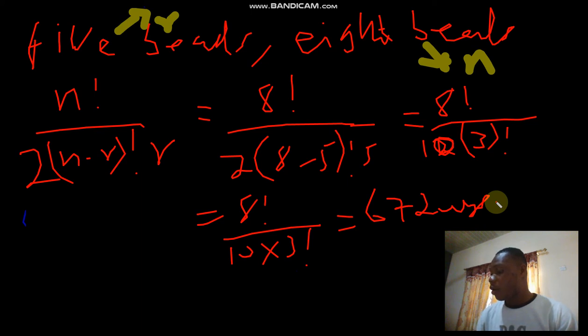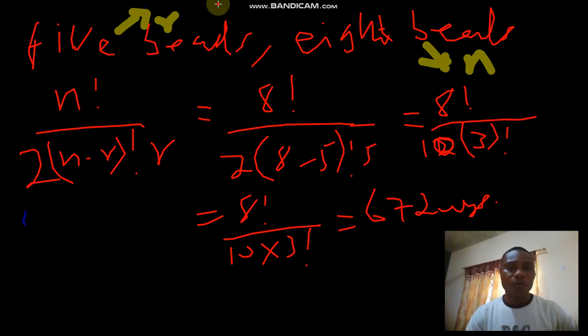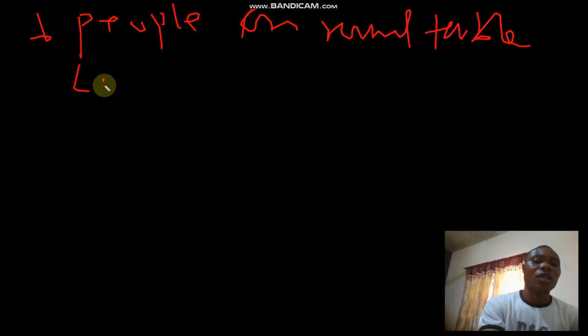Okay, let's look at another example. They say, in how many ways can 6 people be seated on a round table? So I have 6 people on a round table. So when the table is round, it means I'm looking at what? A circle.